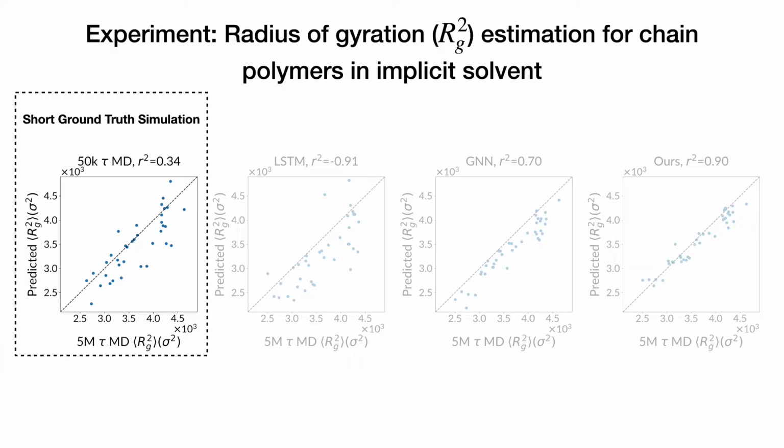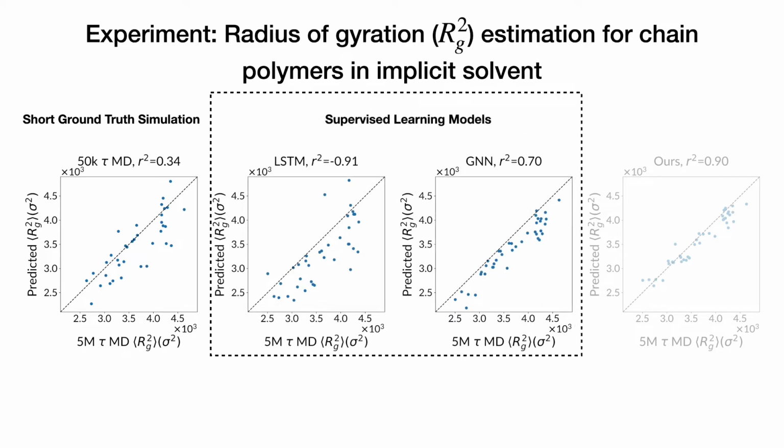Here we show that using short trajectories of the length used in training, the estimation of squared radius of gyration is of very high variance and error. We can use supervised learning ML models to directly predict the mean radius of gyration, but with only short trajectories for training, the supervised learning models have to fit to noisy labels, resulting in prediction error.